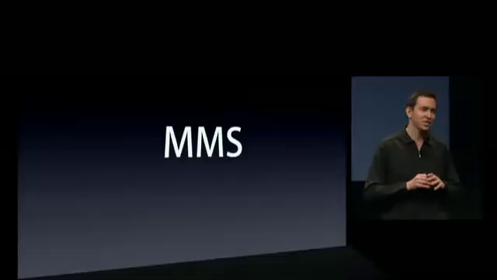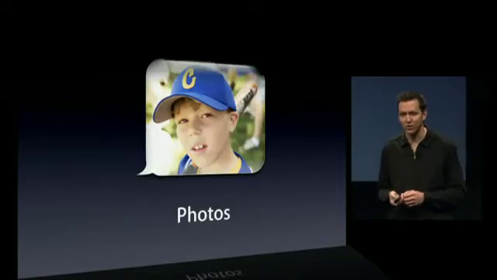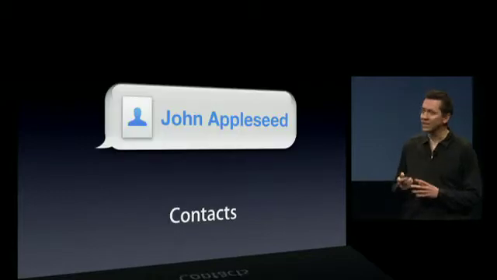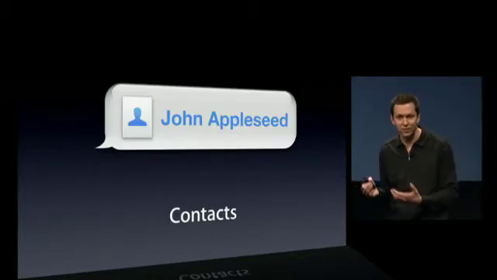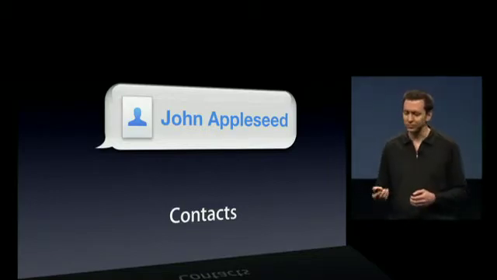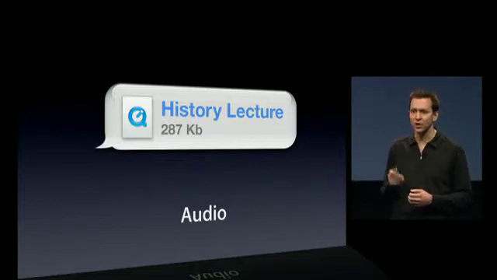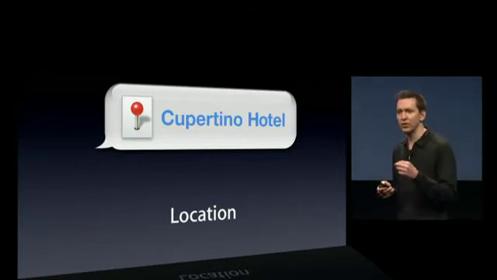So this is support for multimedia. You can now send and receive photos right over the cell network. You can send and receive contacts. We use the vCard standard here. So when you receive a vCard, you can automatically add it to your contact list. Send and receive audio files. And you can listen to those audio files right inside the application. And you can even send and receive locations.